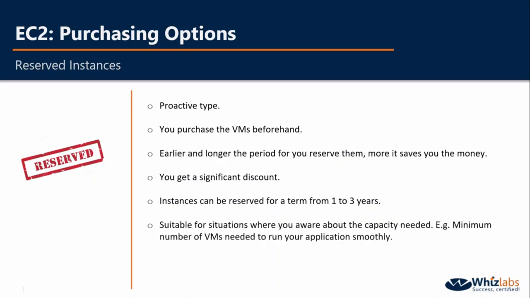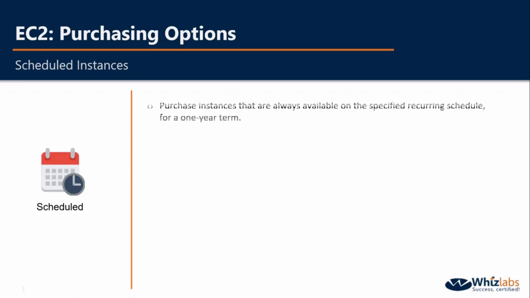This purchasing option is suitable for situations where you are aware of the capacity needed. For example, you might reserve the minimum number of instances needed to run your application smoothly. In scheduled instances, you basically purchase instances that are always available on the specified recurring schedule for a 1 year term.